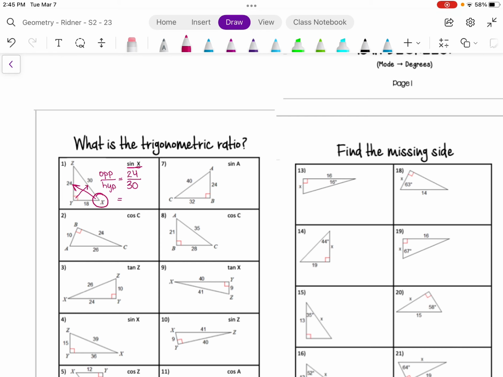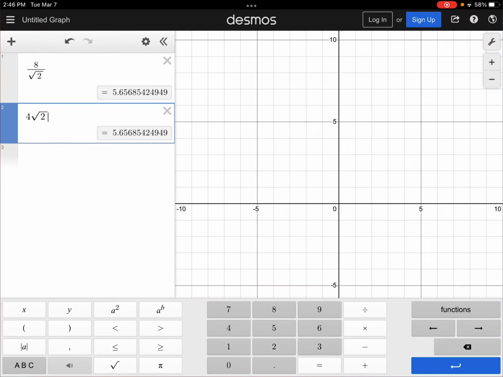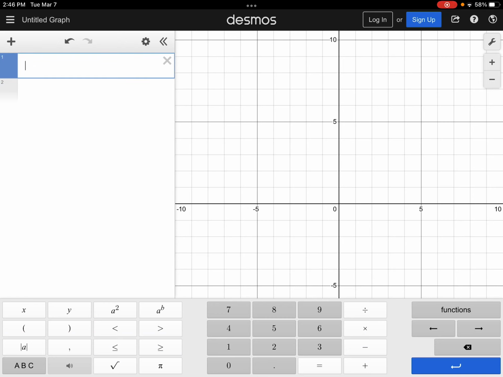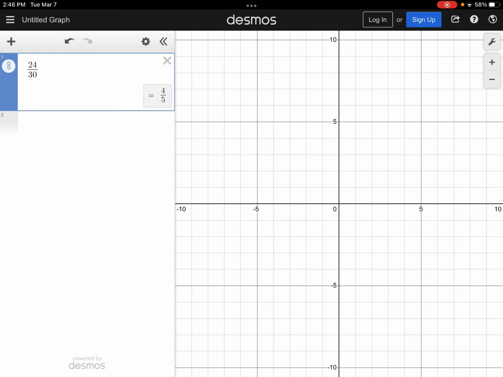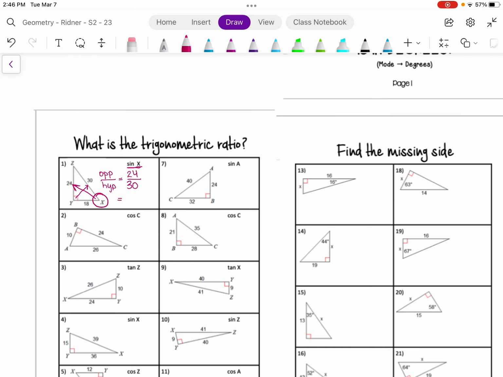So if you can reduce fractions in your head, reduce it and don't look back. If you need a little help reducing fractions, that's what our calculator is for. So 24 divided by 30. It gives us our decimal first, but if we hit this little blue circle here, it will turn it and be like, oh, it's 4/5. So my answer here is 4/5. And that's it. Okay. Easy peasy. Let's look at a couple more.